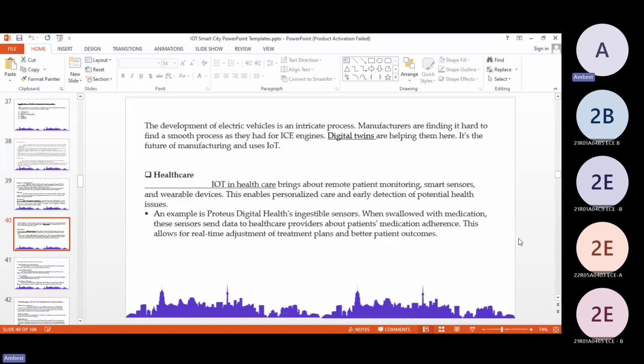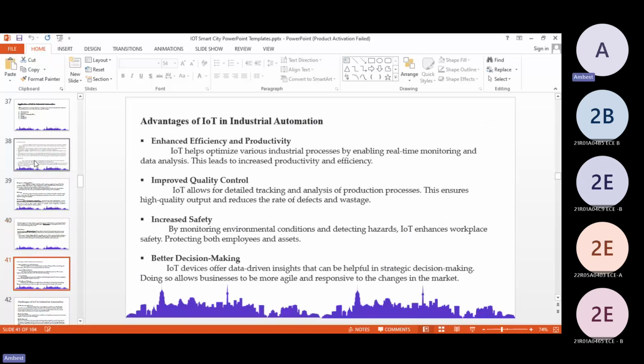So in IoT, most things deal with real time only. Keep this very much in mind. And the next thing, let me revise one more time.